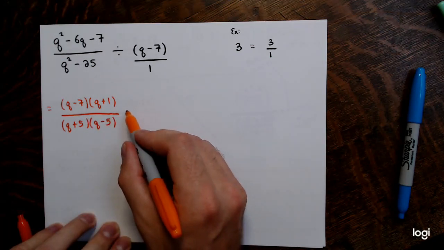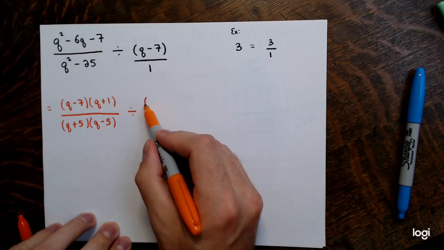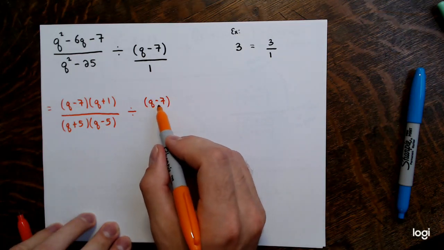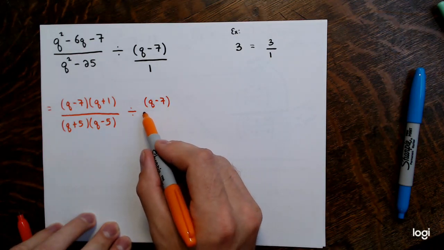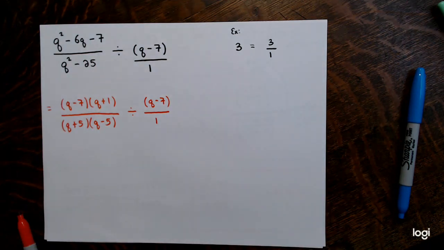Alright, and then we have divided by, and then q minus 7 doesn't factor, so that's the only factor. I'm going to keep it in parentheses to indicate that that whole thing is still the only factor in the numerator. And same with the denominator. 1 is just 1. 1 doesn't factor any further.